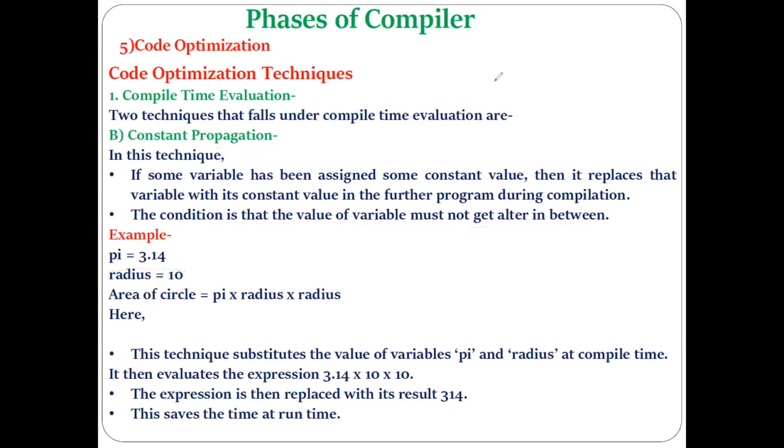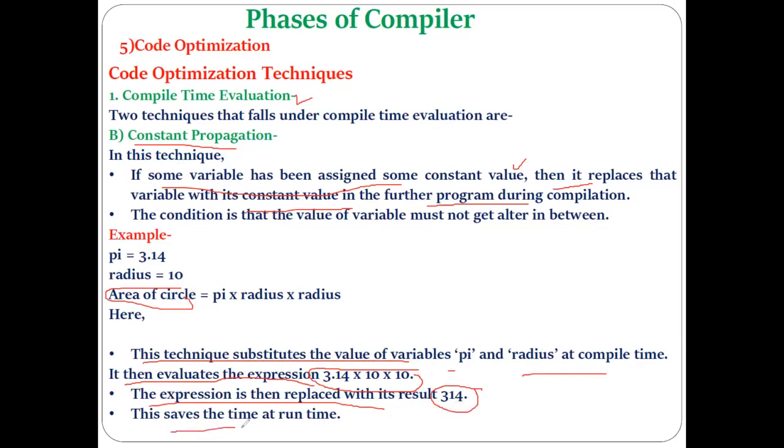So that is the same thing I have mentioned. If this condition is satisfied, then constant propagation as a part of compile time evaluation can be performed. So constant propagation is nothing but what? If some variable has been assigned some constant value, then replacing that variable with its constant value in the further program during compilation is called constant propagation. This technique substitutes the values of variables pi and radius at compile time instead of runtime, and then evaluates the expression 3.14 into 10 into 10, and the expression is replaced with the result 314.